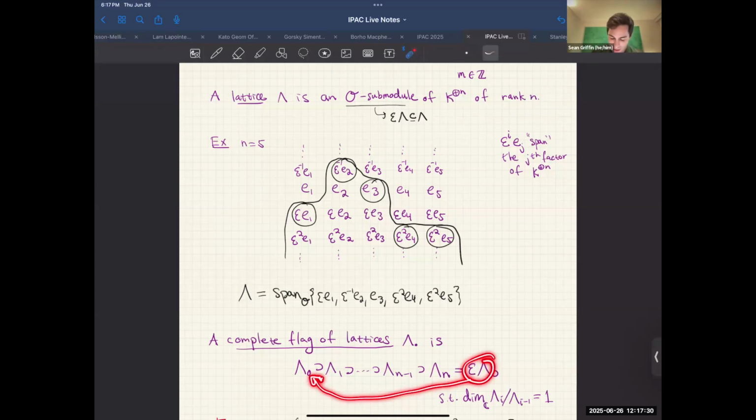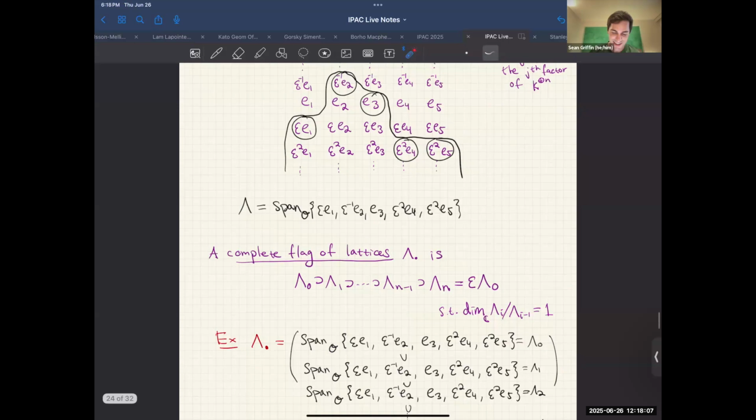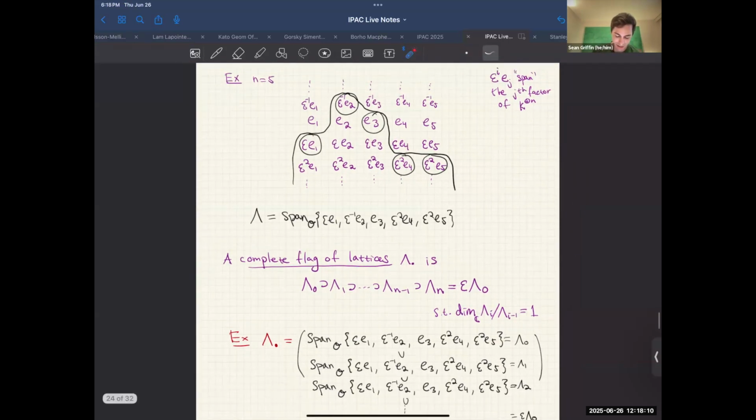I apologize to all of the Schubert people, and also to everyone following along. Usually when we do flags of vector spaces, we index going up, where the larger the index, the larger the subspace. But for particular reasons, I like indexing flags of lattices going down, because it helps me match it up with the combinatorics and with affine permutations later. So sorry for that notation change, but hopefully that's not too bad.